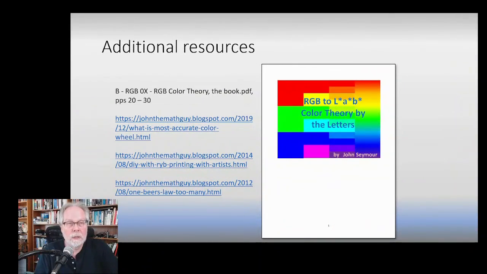So here we see, this is the last page of my PowerPoint. This is on Canvas now, so you can go look at this. We have the book that I have discussed before, the RGB Color Theory book that describes all of this, maybe not in quite the detail. I have a couple of blog posts. Here we see what is the most accurate color wheel, DIY with RYB printing. This is the exercise that we had where we were testing out the different collections of primaries. And this last one is what we just went through.